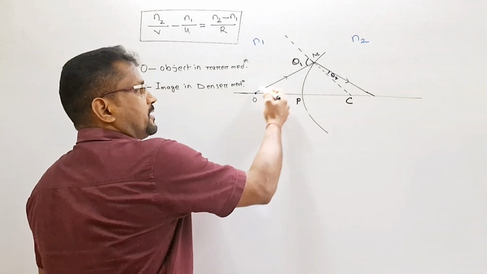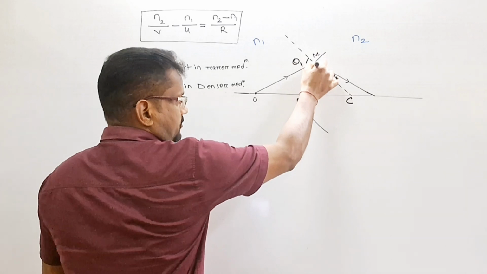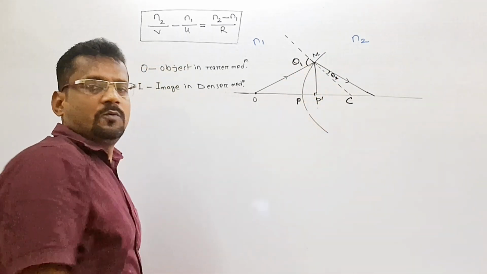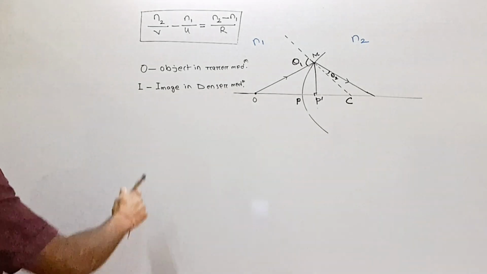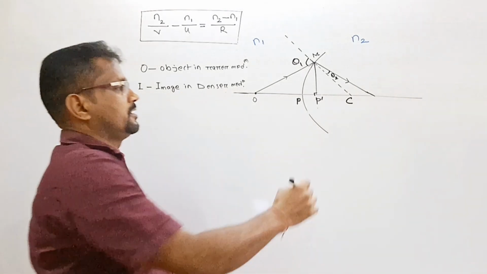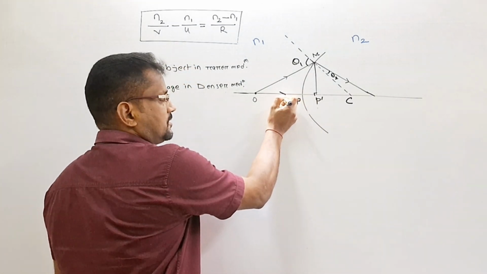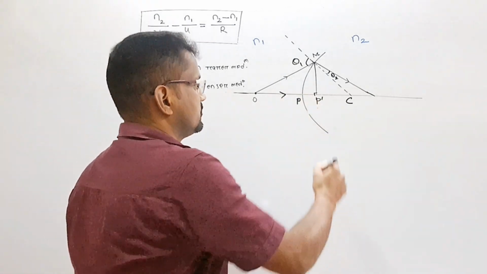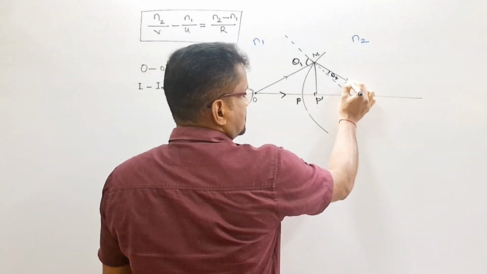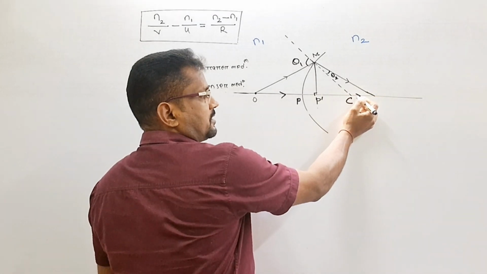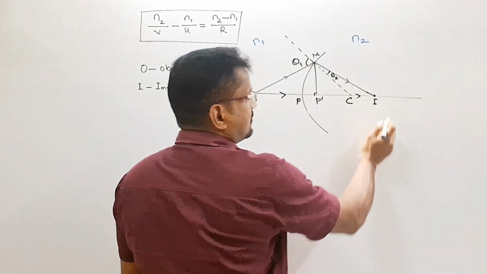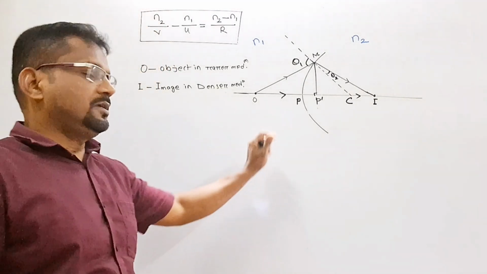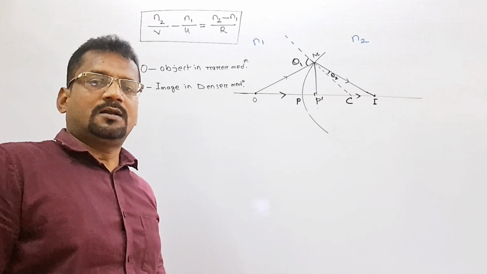Now, the ray incident at this point, from here you drop a perpendicular here. Say it is P. It's a perpendicular we have dropped here. Then I is the image in the denser medium. Another ray, say an incident ray, passes through the pole, so there is no deviation. It will go this way. This is one refracted ray, and this is another refracted ray. They will meet here to develop the image. Say I is the image here. So up to this, all steps are clear.